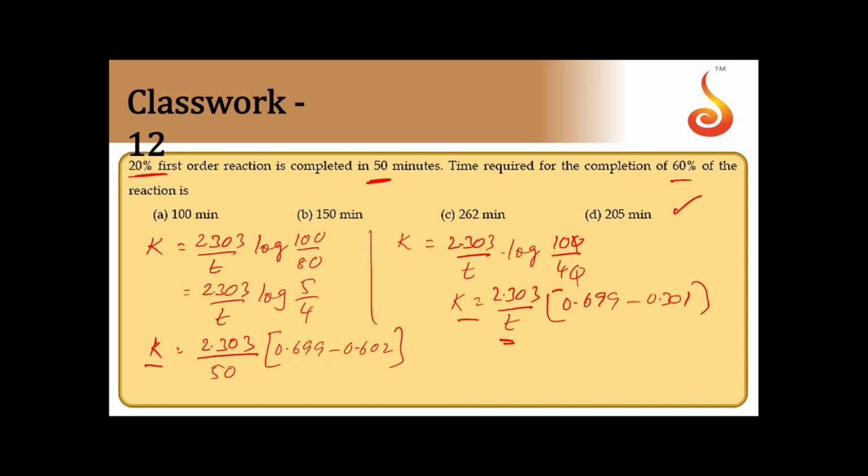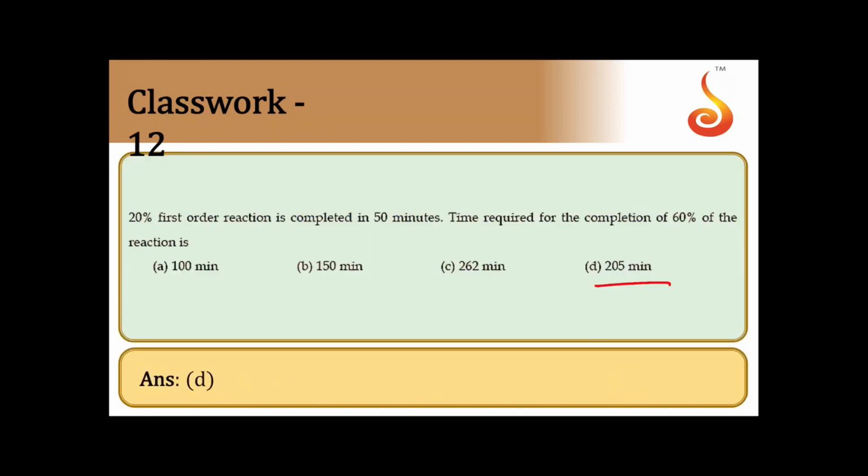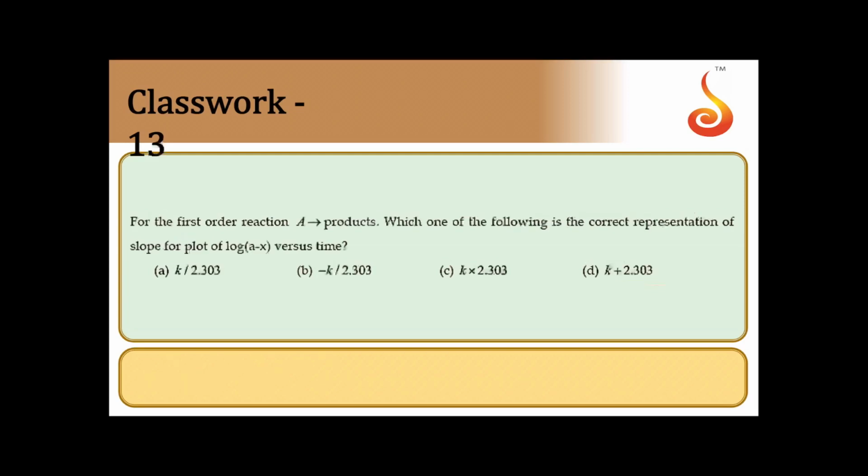So we have taken 20% completion and written an expression, and for 60% we have written an expression. We equated those two, simplified, and got the value of T as 205. So the answer is option D. Next one, 13th question.